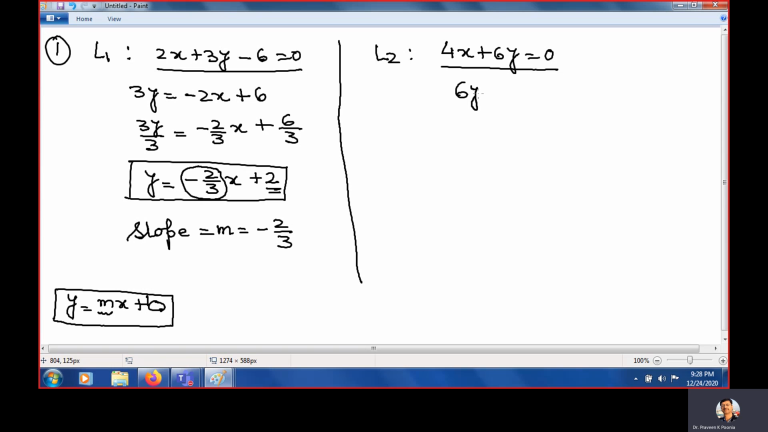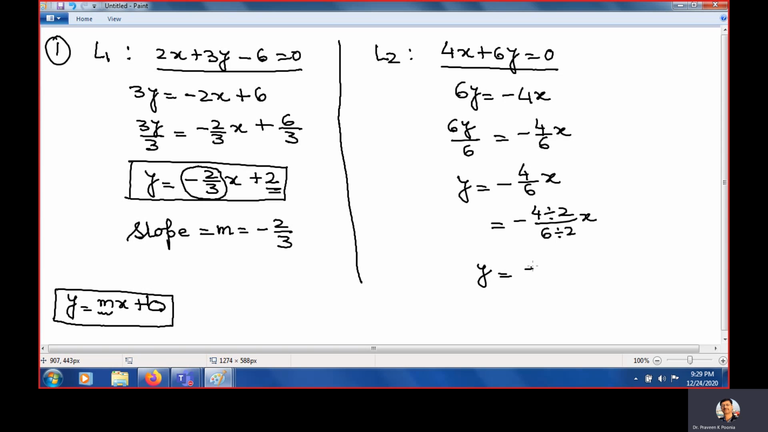Now we will solve the second equation. It is 6y equals minus 4x, because y we keep on the left and x we shift to the right. Now divide by 6. 6y divided by 6 equals minus 4 upon 6x. This 6 cancels. So y equals minus 4 upon 6x. This 4 upon 6 we can write in shortest form, lowest terms, dividing by 2, dividing by 2.